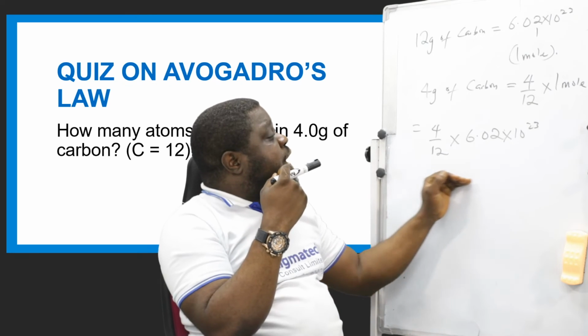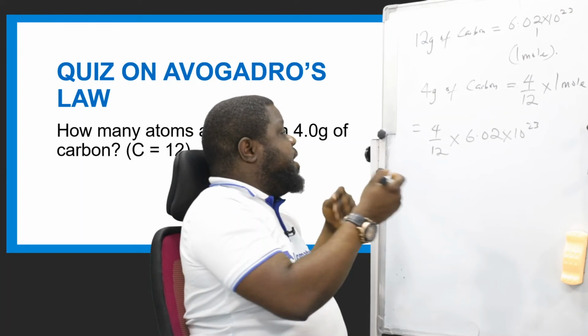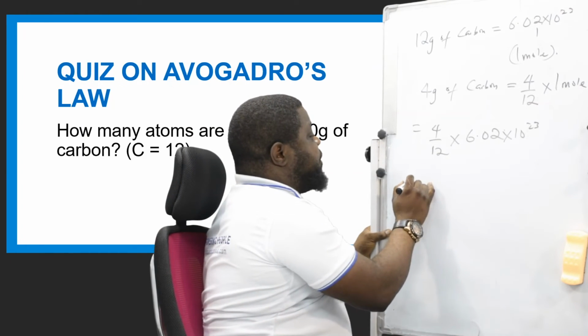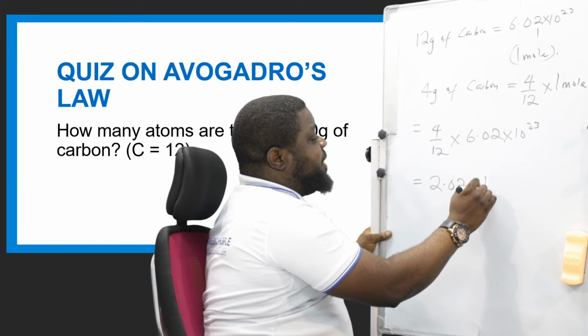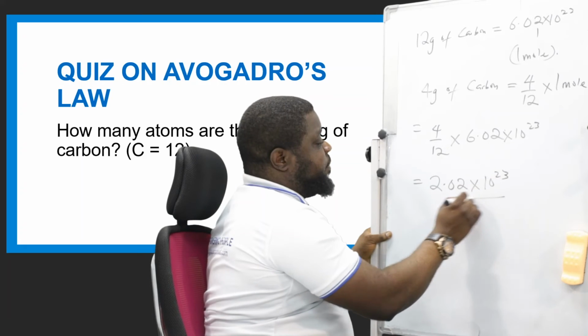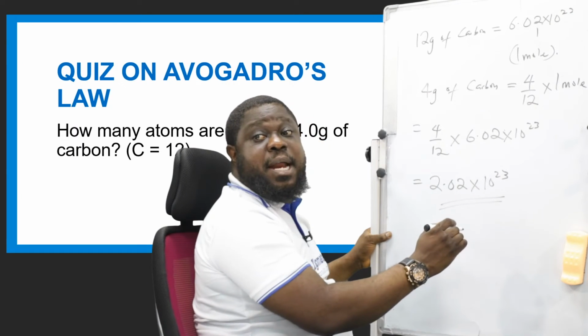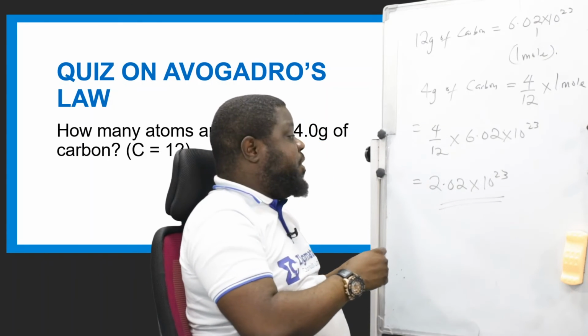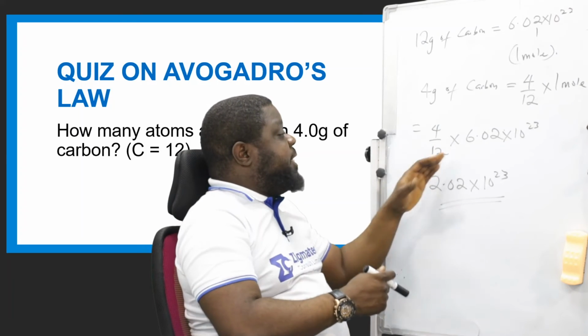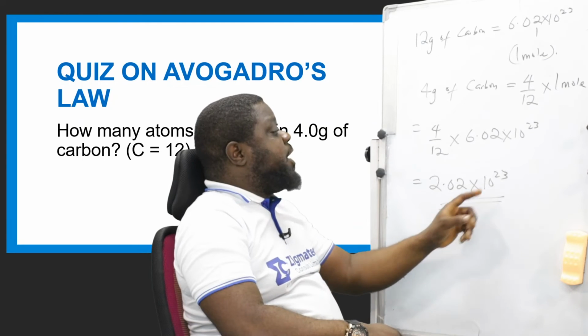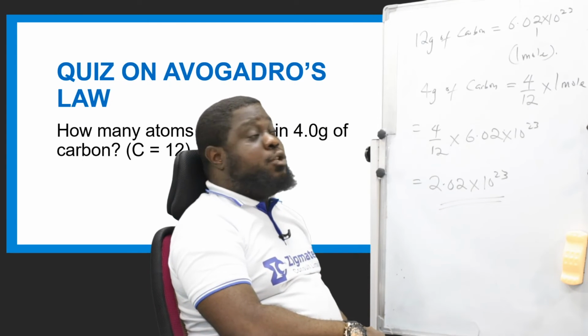So if you do your division in this, when you divide this thing, it's going to give you 2.02 times 10 to the power 23. How many grams, how many atoms are there? So these are the number of atoms that is there. If you do a calculation like this, it's going to give you 2.02 times 10 to the power 23.